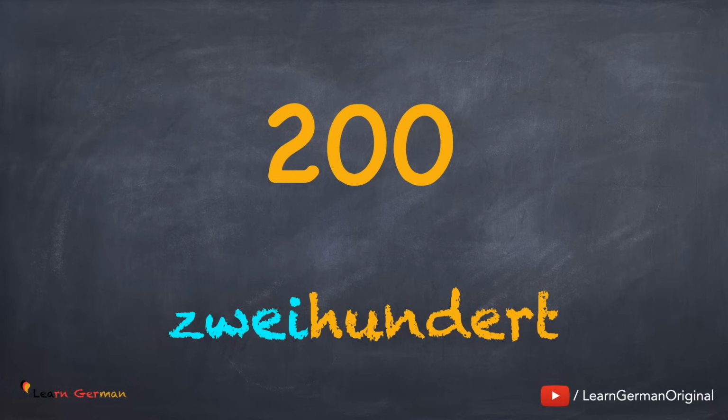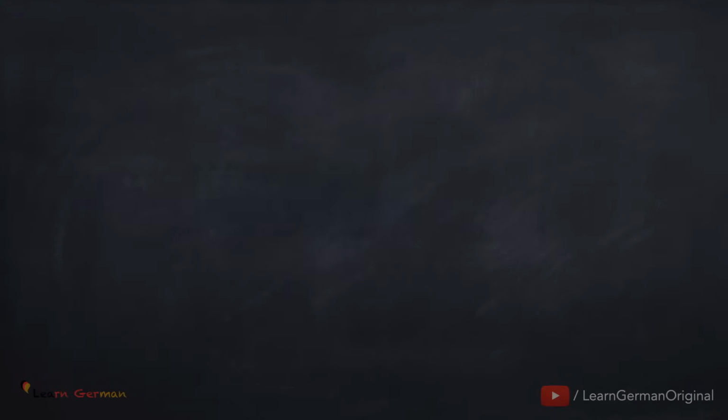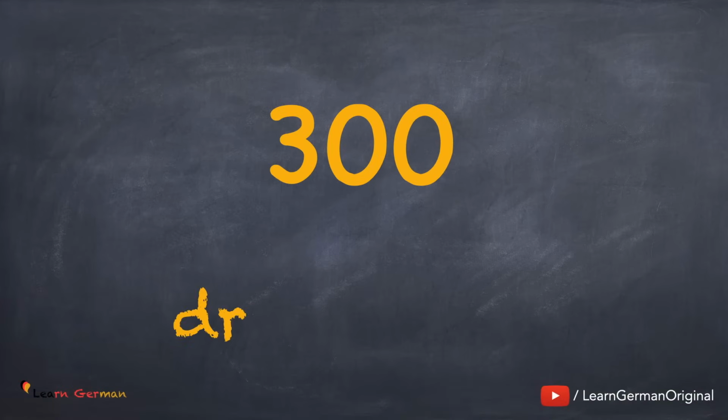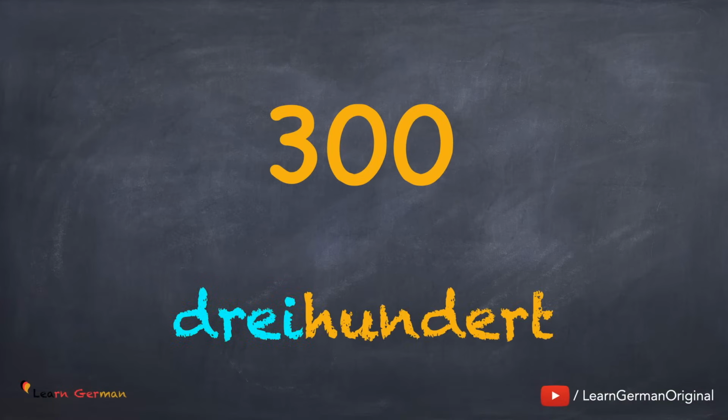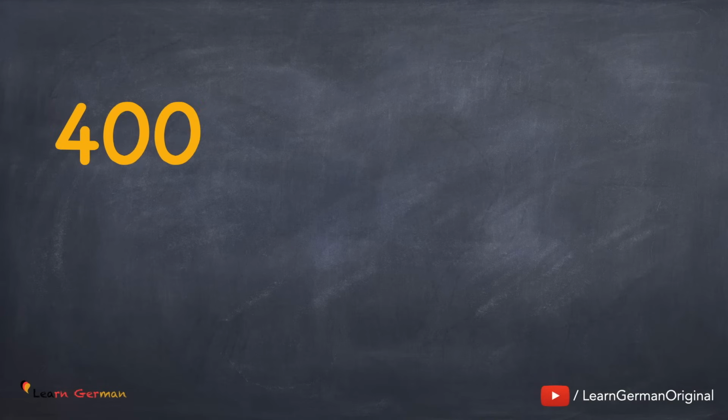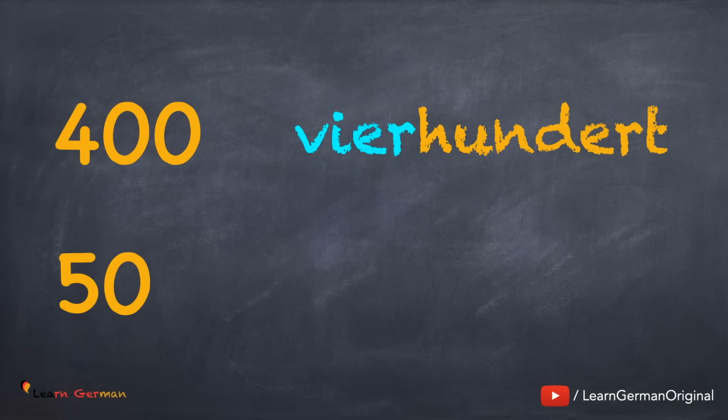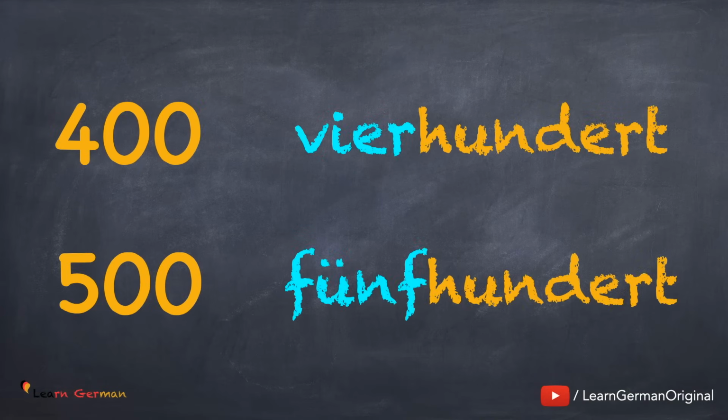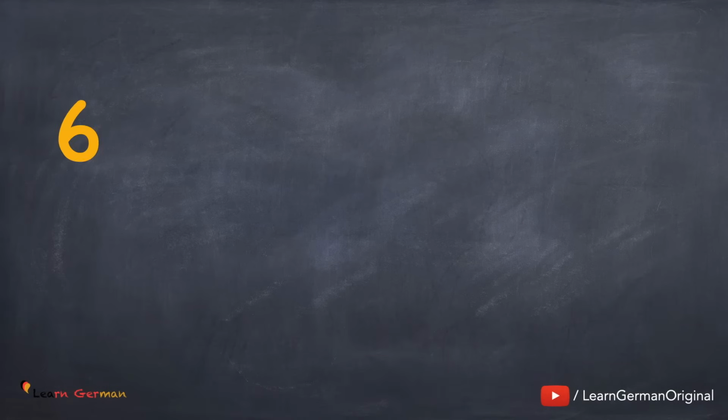Noch einmal 200. 300. Noch einmal 300. Similarly, the next numbers are 400. Noch einmal 400. 500. Noch einmal 500. As you have noticed, you just have to add the number in German plus 100. Isn't that easy? Now moving on.